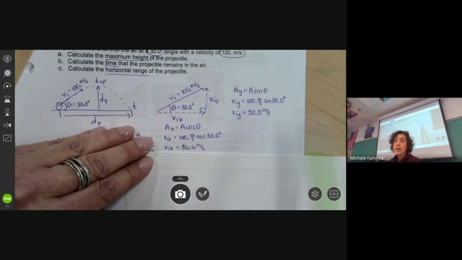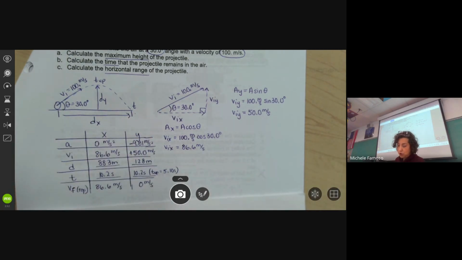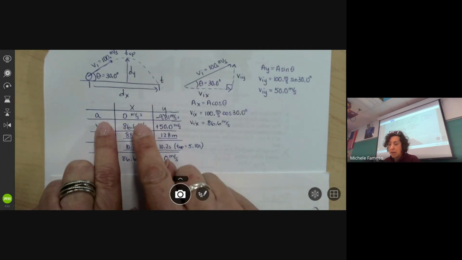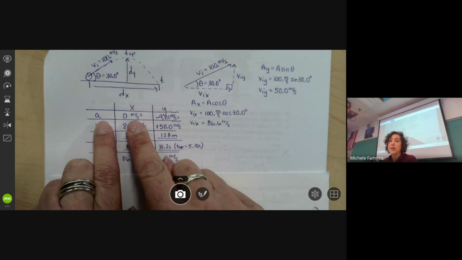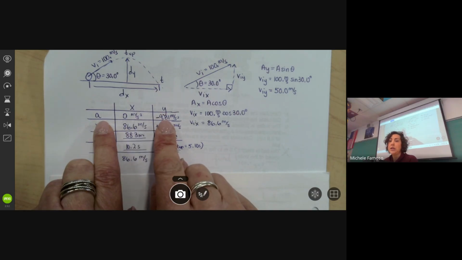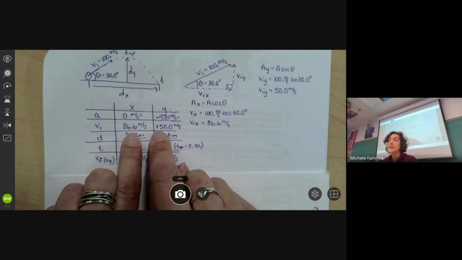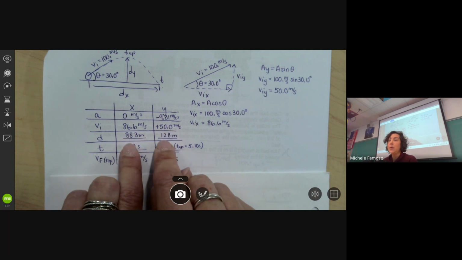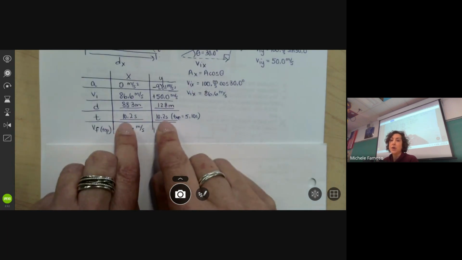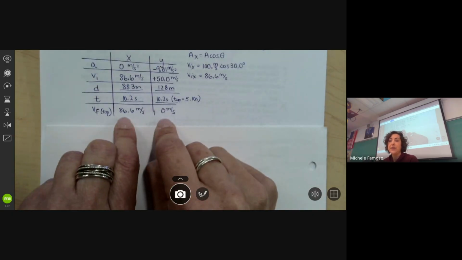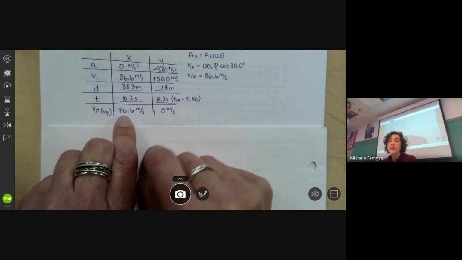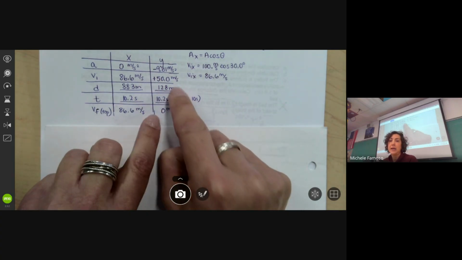Now you make your chart, and your chart should look like this, where A in the x direction is 0 meter per second squared. In the y direction, it is negative 9.81 meter per second squared. VI in the x direction is 86.6 meters per second. In the y, it is positive 50.0 meters per second. The D's are both question marks. The T's are both question marks. And the VF at the top is 86.6 meters per second in the x, and in the y, it is 0 meters per second.